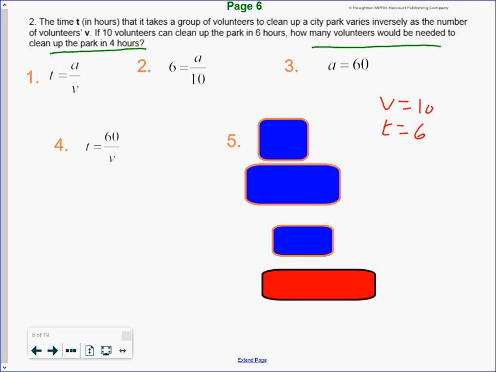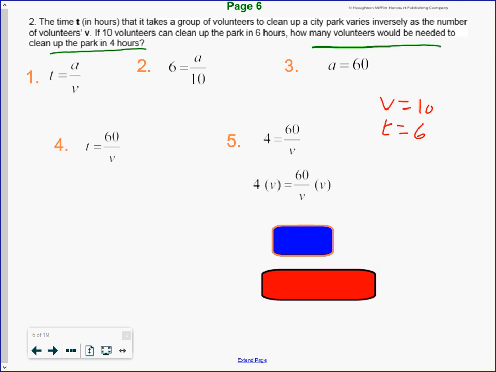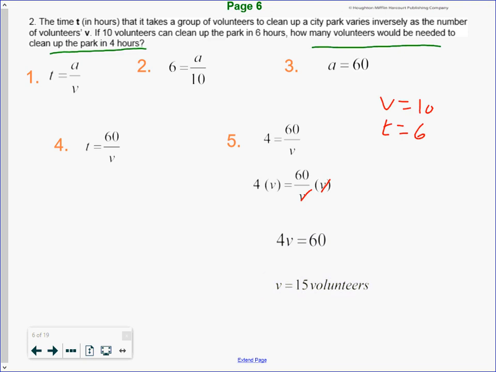Well, what's my V going to be when T is 4? So I plug in 4 for T, and then I'm just going to solve for V. Multiply by V on both sides. Since the V's on the right, these will cancel out. And I'm left with 4V equals 60, or V equals 15. So that's my V term. That's what I get. And that's number 2.